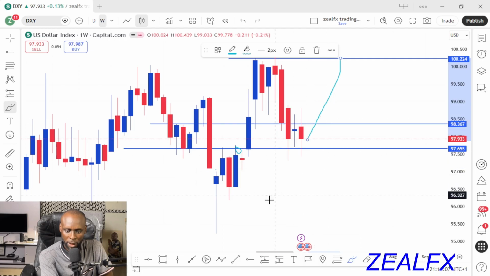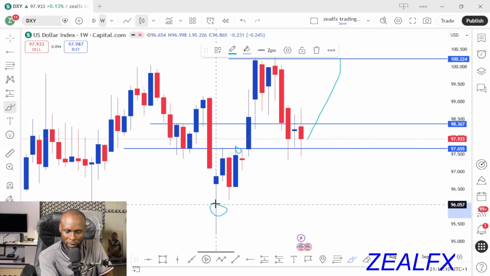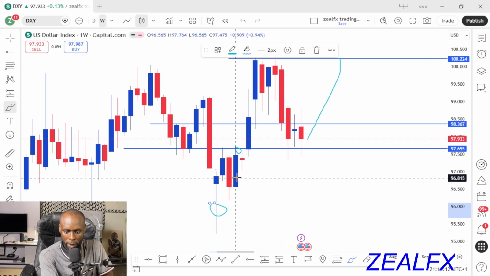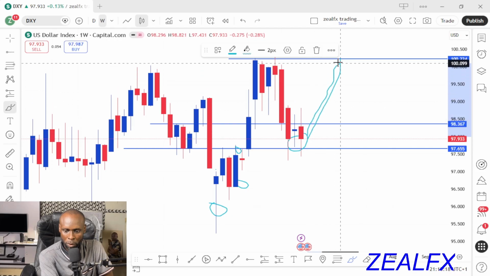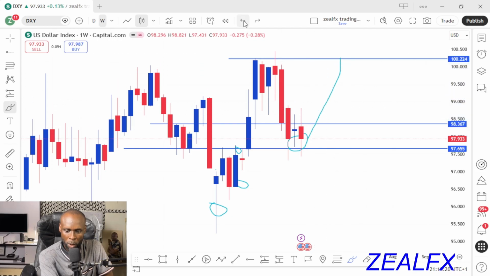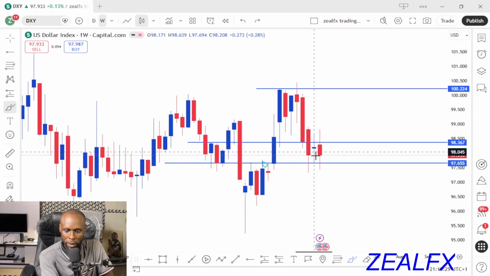Then let's look at the trend of the dollar index. We can clearly see that we have this lower low, then we have a higher low, then we have this higher low. So this is a sign of reversal trend, bullish trend for the dollar index to the top. So this week we are to expect more buying on the dollar index. So take advantage of buying more of the dollar pairs this week.